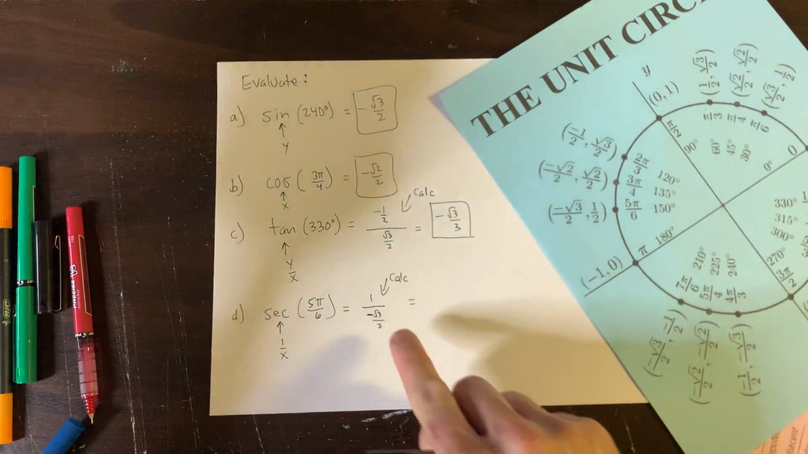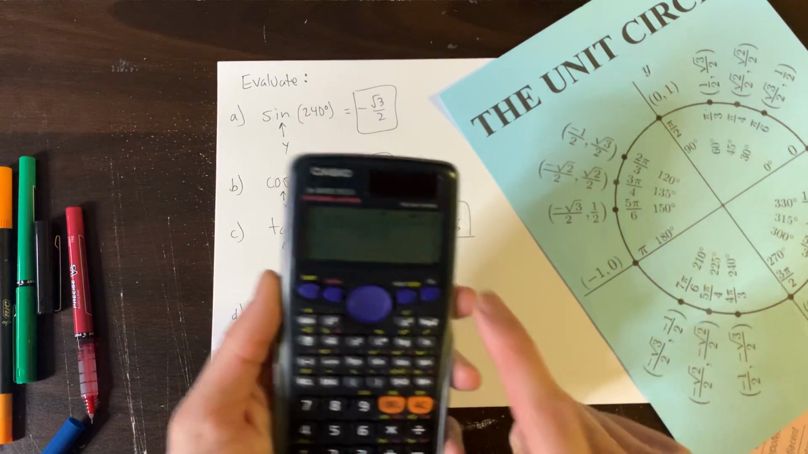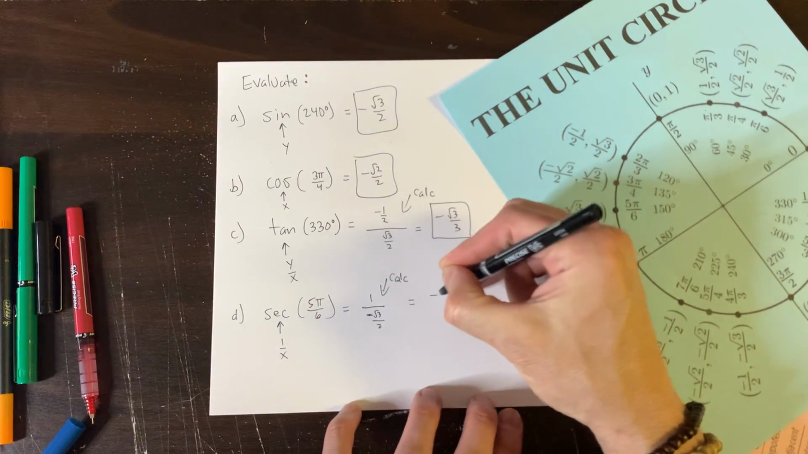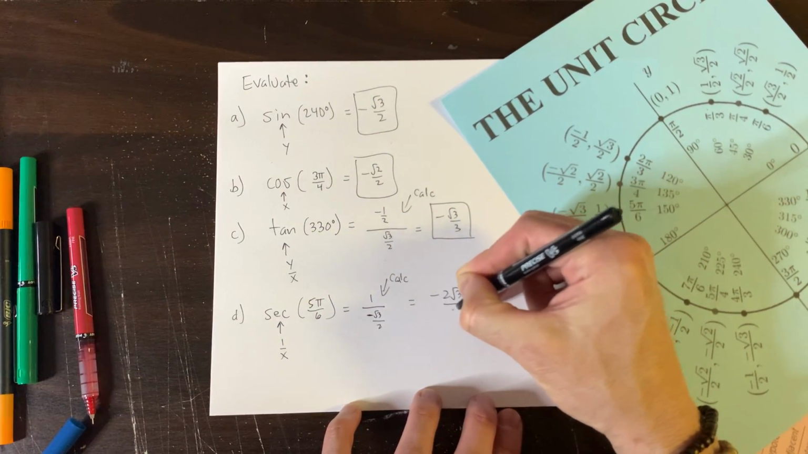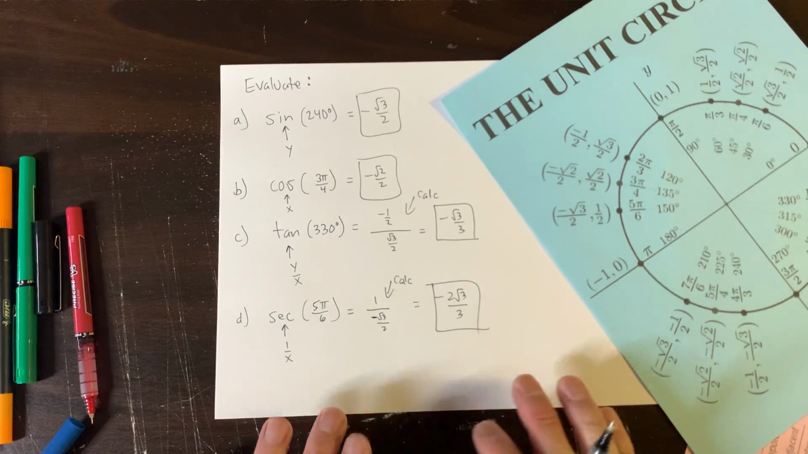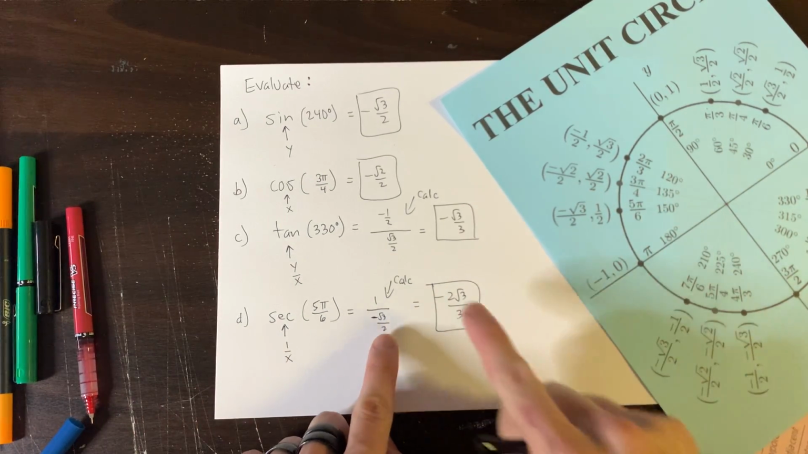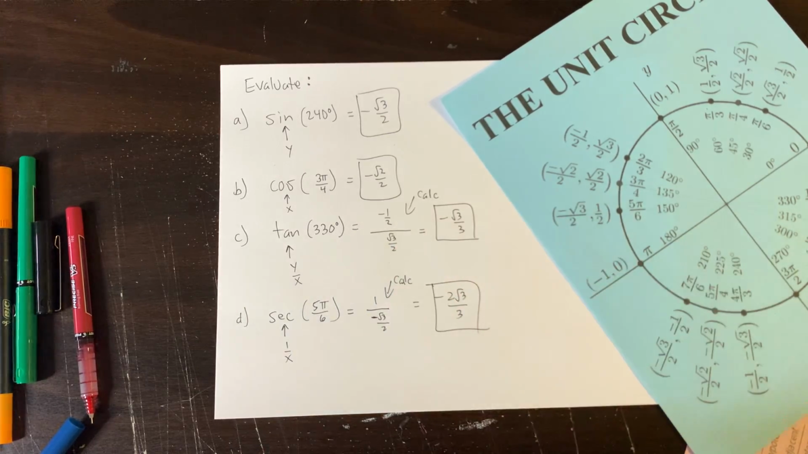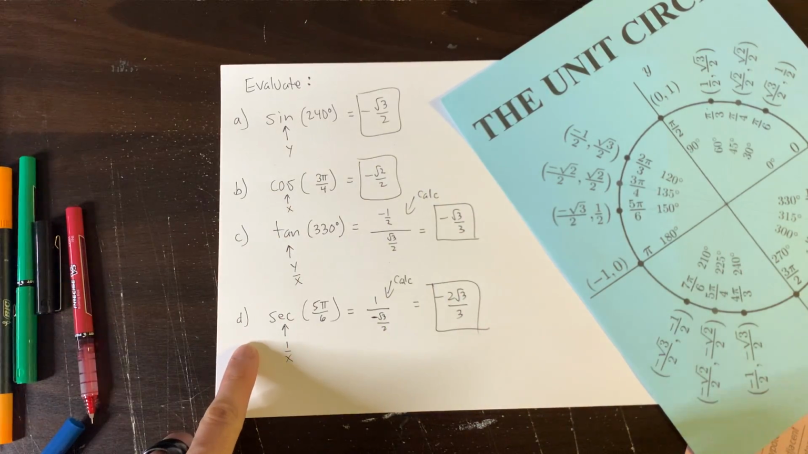And again, at this point, for something like that, type that into your calculator. You know what I mean? Just type that into your calculator. And if you do that, it should say negative 2 square root 3/3. So do the best that you can to not use the calculator until you get something like this, right? So that's part D, final answer.